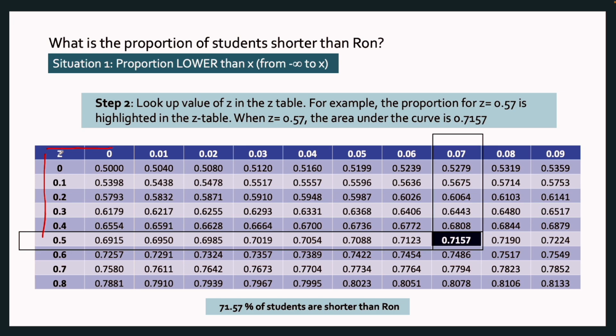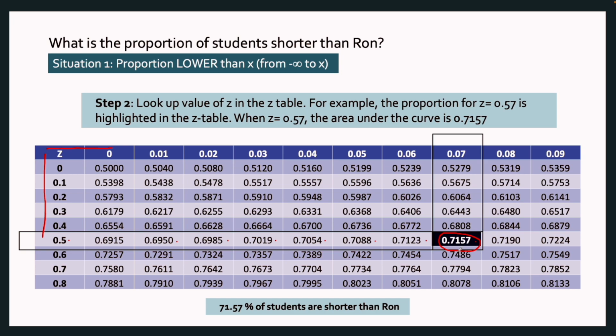Okay. Our z is 0.57. So we need to find 0.5 first here. And then this is 0.50. This is 0.51, 0.52, 0.53, 0.54, 0.55, 0.56, 0.57. So this is the value that we want.